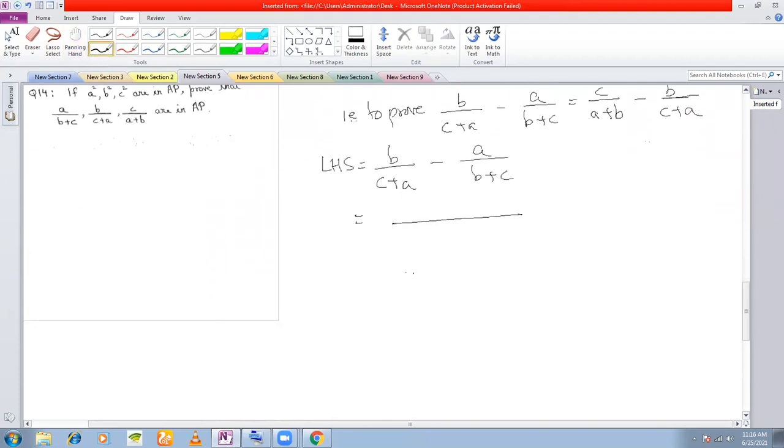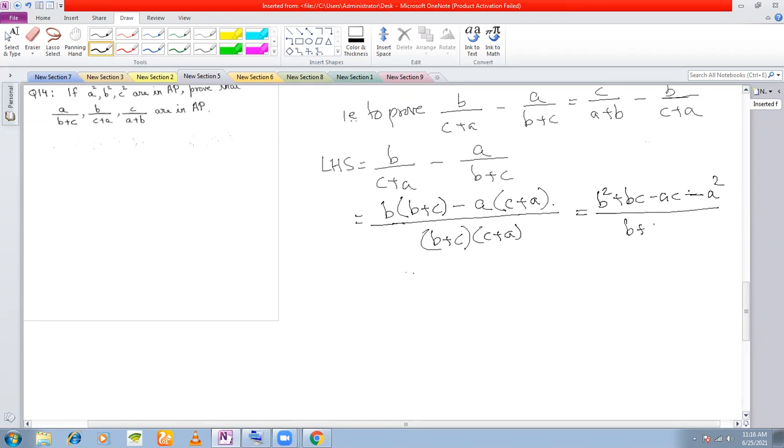Take the LCM. B plus c into c plus a. So what do you get here? B into b plus c minus a into c plus a. So what are you getting here? Simplify this. B square plus bc minus ac minus a square divided by b plus c into c plus a.